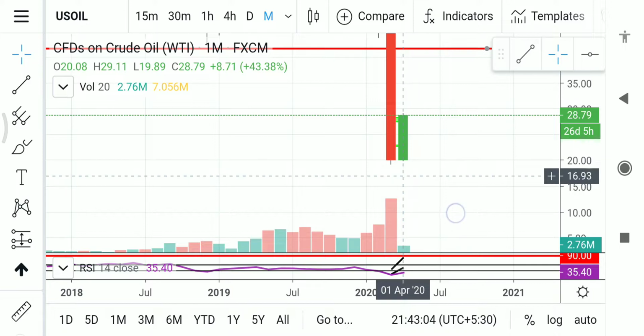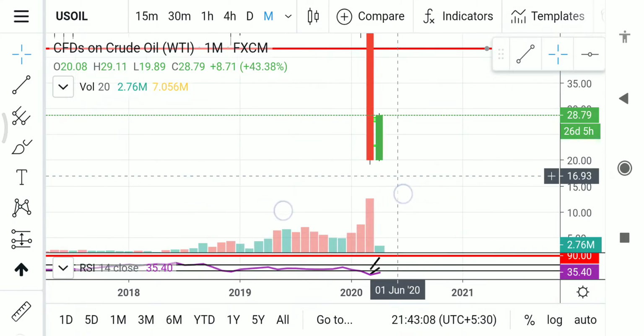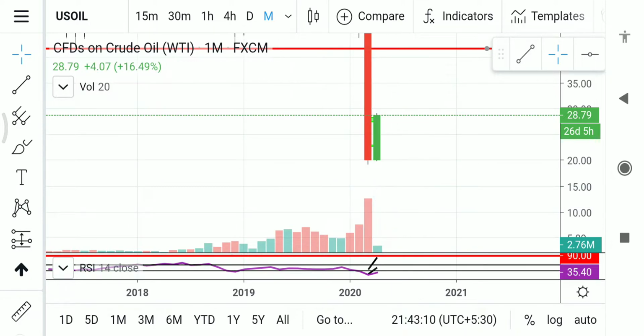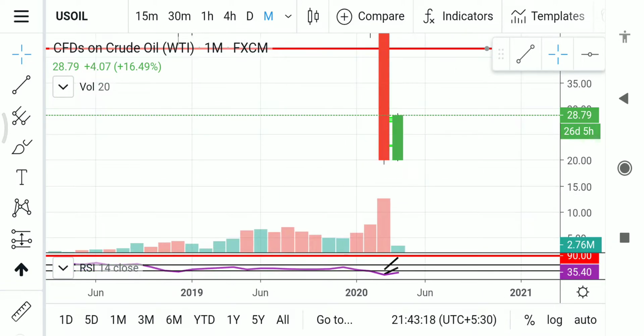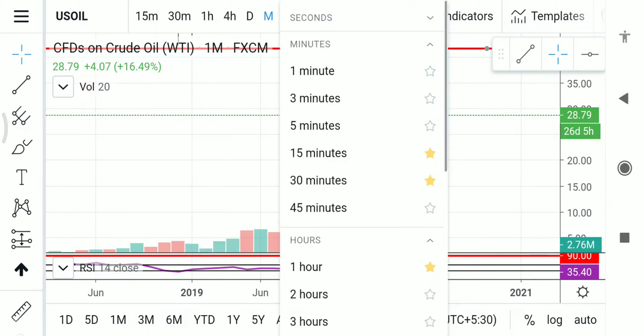I'm talking about positional traders who trade on a monthly basis. They will just log into the system, place an order, and leave it for a month. It can either be running in profit or in loss. They will come back and take another entry. I'm just explaining how monthly traders do it. On monthly, we are still bearish.